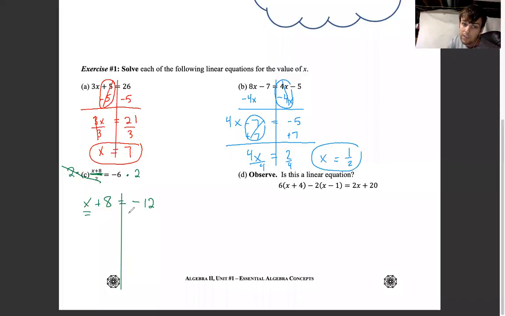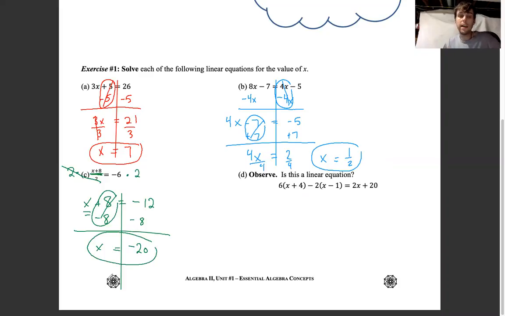We have x plus 8 is equal to negative 12. So I have to get rid of this plus 8 by subtracting 8. Make our nice 0 pair here. And I have negative 12 minus 8. That's negative 20. So there we go. Again, you can substitute that answer back in there, make sure it works out for you. And yeah, there we go.